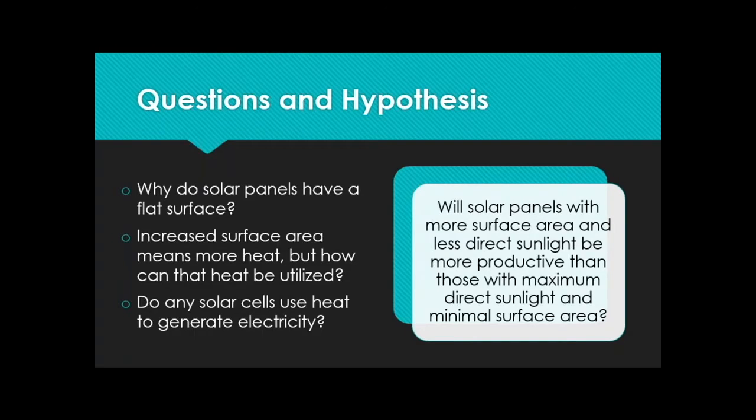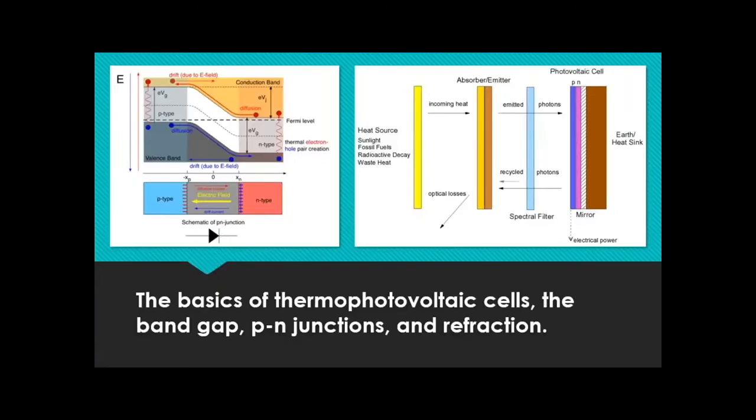I had no knowledge of any solar cells that could utilize heat in order to produce electricity, so that's where I began my research. I quickly discovered that, yes, there are solar panels that utilize heat, and they're called thermophotovoltaic cells, otherwise known as TPV cells. TPV panels differ from normal silicon PV panels in that they're able to utilize heat that would normally decrease efficiency in PV cells.